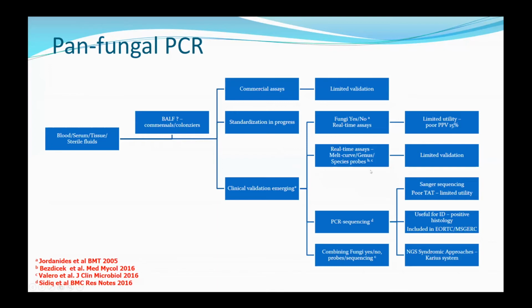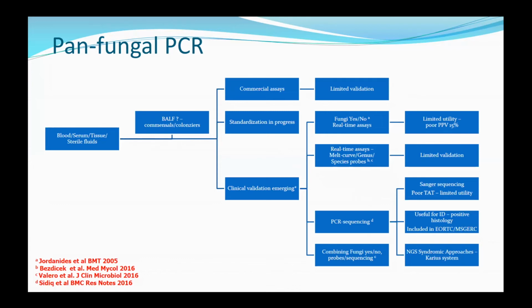And so really we need to be providing a genus or species level of identification, whether that's through probes or melt curve analysis, but more so, more evidence is available for PCR sequencing. And I think the problem with Sanger sequencing is a poor turnaround time and consequently limited utility of such a test.